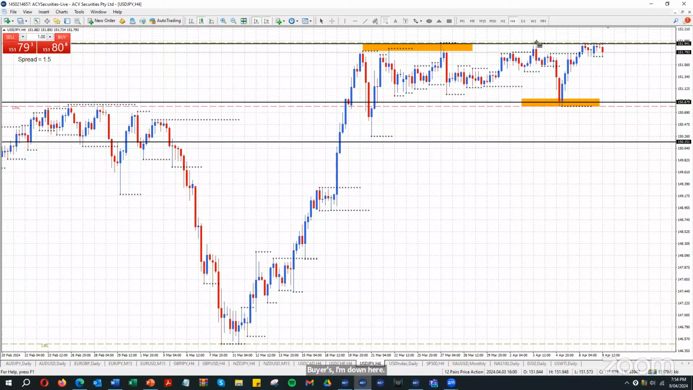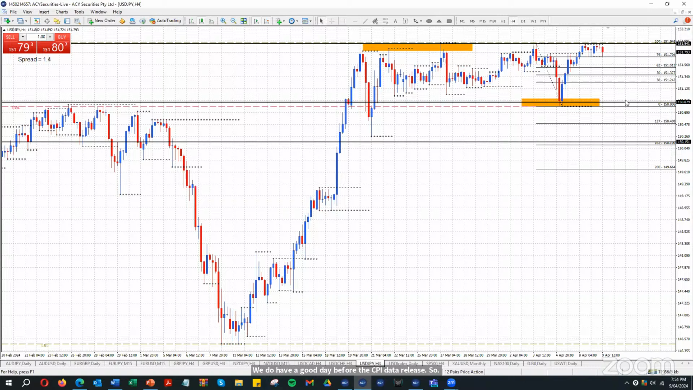We do have a good day before the CPI data release, so theoretically you could be selling here, looking to trade down to there. Even if you have to get out of your trade because it hasn't moved all the way back down to the bottom of the range, that could be still good profit to move down.